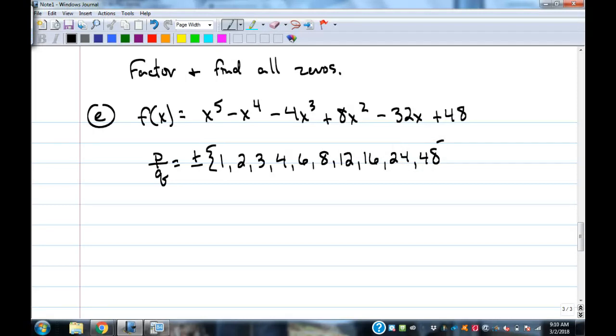So we've narrowed that down. Okay, just getting the factors of 48. Now, what's the next thing that you would do? Graph it. So graph that polynomial.